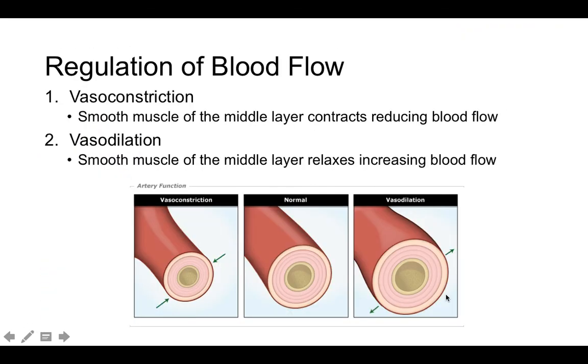Okay, let's go back to where we were. So vasoconstriction, the smooth layer contracts, reducing blood flow, and vasodilation, the middle layer relaxes, increasing blood flow. Vasoconstriction can happen in response to neurological signals, hormonal signals, as well as the temperature outside, as we just talked about, depending on what is happening and how your body needs to maintain homeostasis. This will occur.